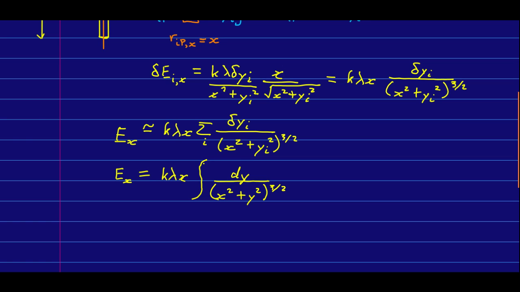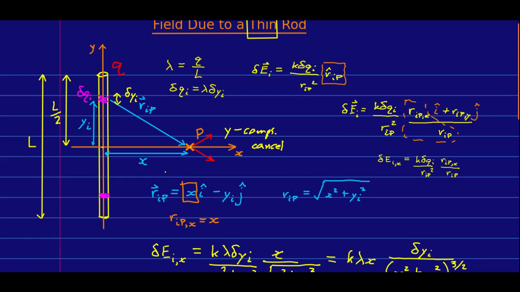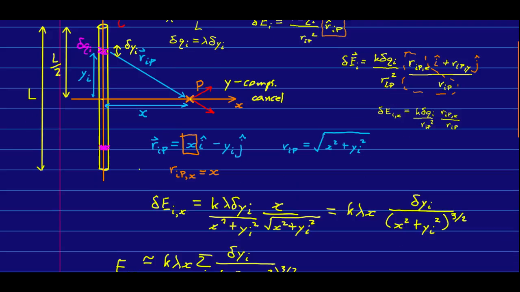And now we need to worry about what we are integrating over. So we are integrating with respect to y. From what to what? Well, at the bottom end of the rod, the value of y is negative L over 2. And at the top end of the rod, it's L over 2.